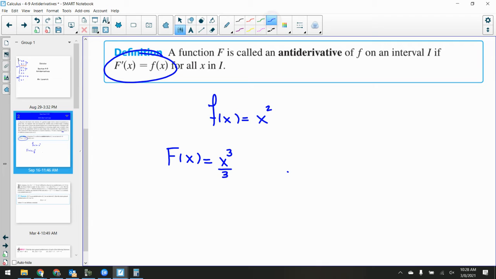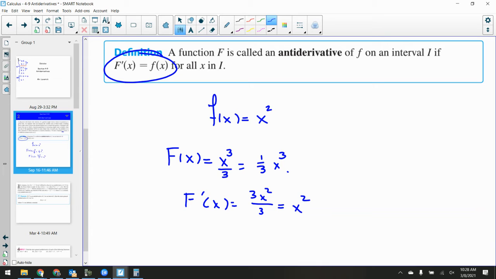Think about it. Let's take the derivative. That means f prime of x would be 3x squared divided by 3. Because do I need to worry about this divided by 3 at all when I take the derivative? No. That's like saying 1/3 times x to the third, right? So I bring it down and multiply. 1/3 of 3 is 1. Kick the power down. Just ends up being x squared.